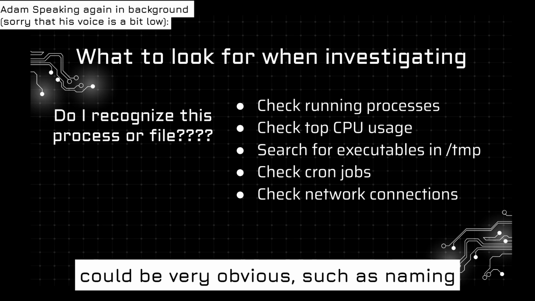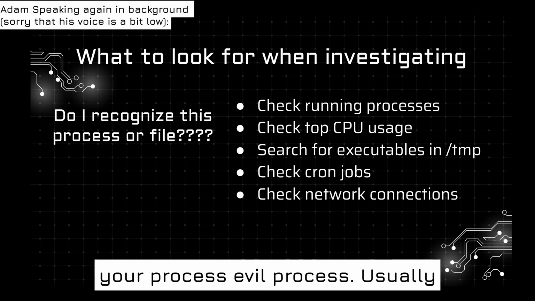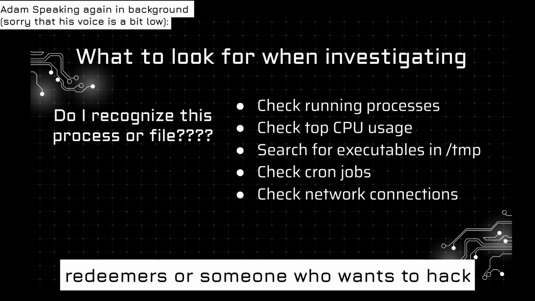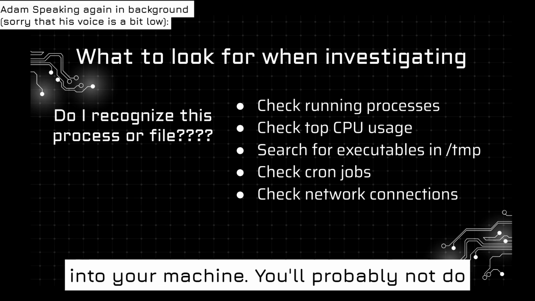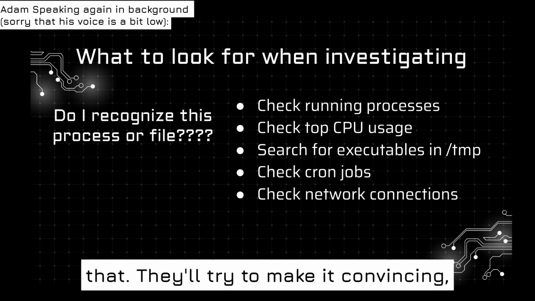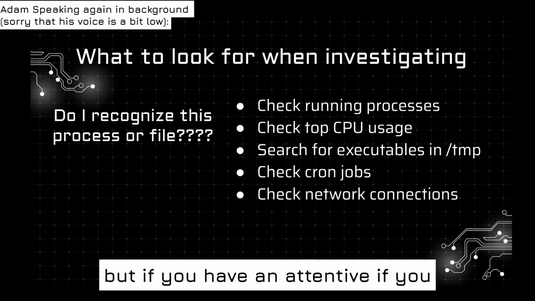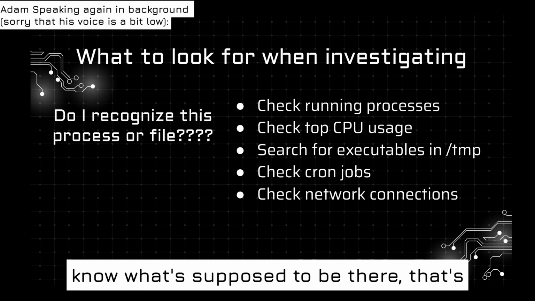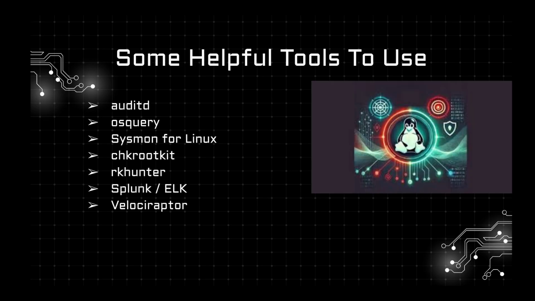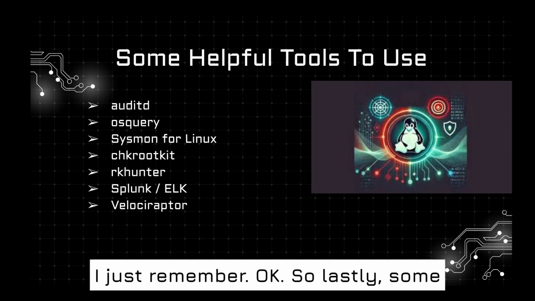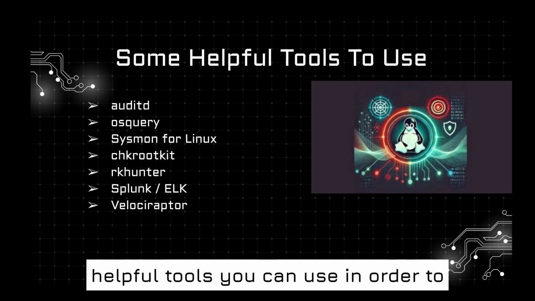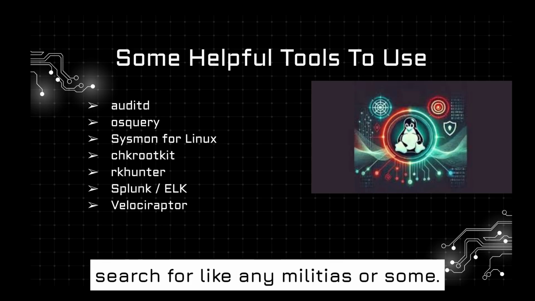Sometimes they could be very obvious, such as naming a process "evil process." Usually red teamers, or someone who wants to hack into your machine, will probably not do that. They'll try to make it convincing. But if you have an attentive eye, if you know what's supposed to be there and what's not, it's going to help you.